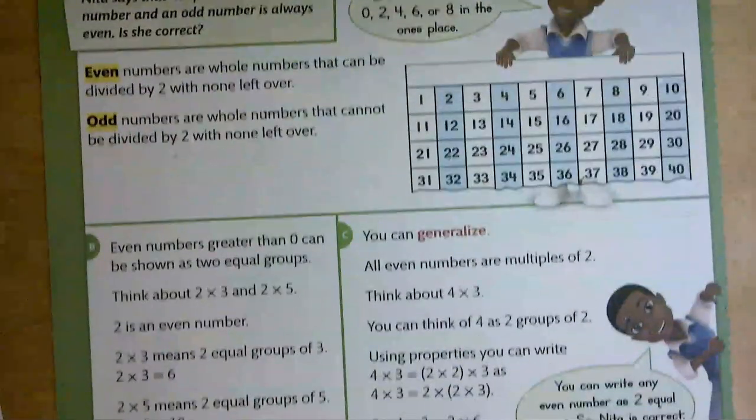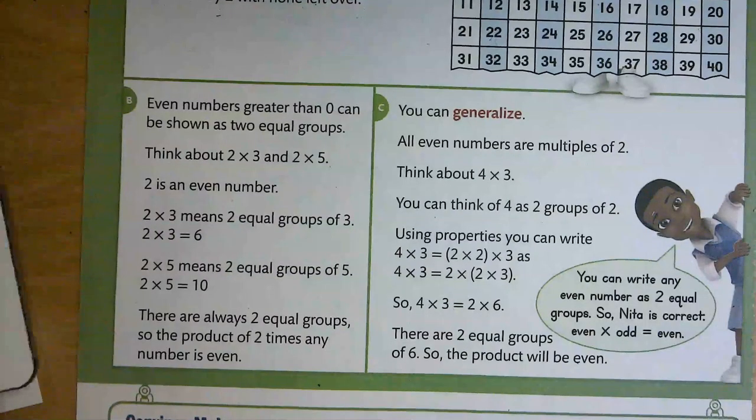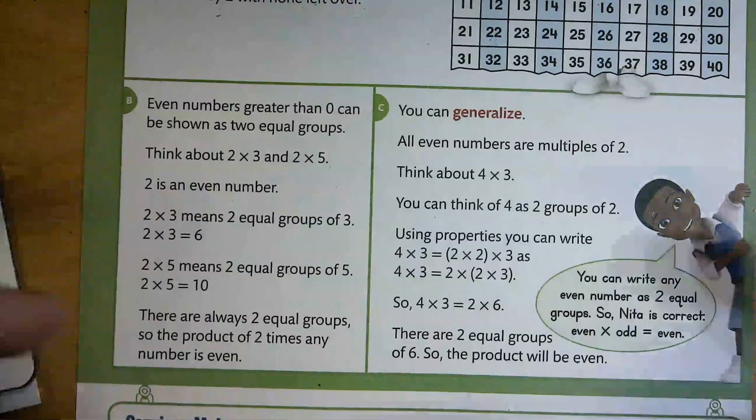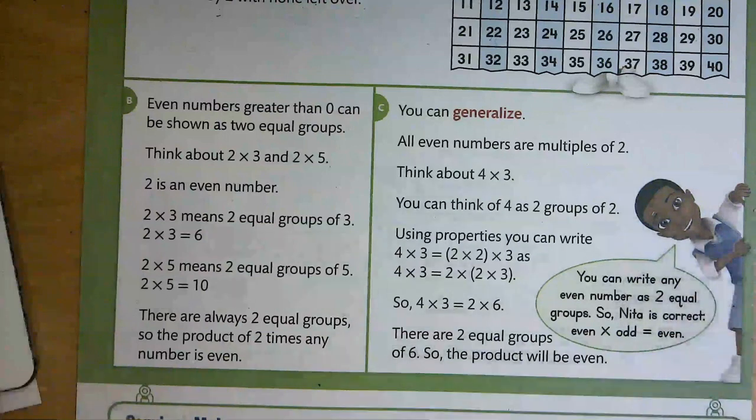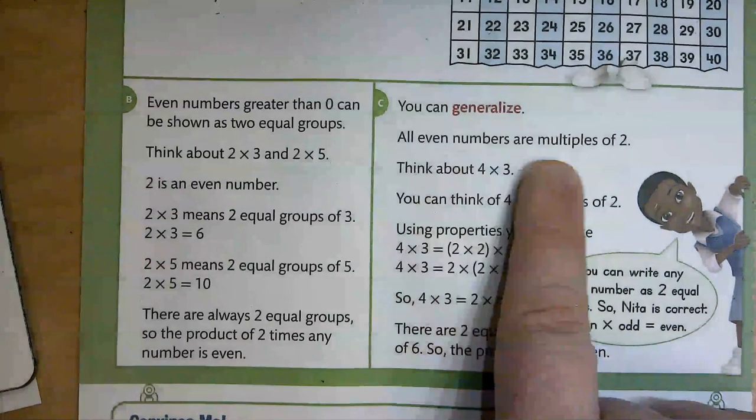And so then as we slide down to box B, it says even numbers greater than 0 can be shown as 2 equal groups. And that's what we were showing on our whiteboards when we made those 2 circles and put our dots in the 2 different ones, right? So when we have even numbers, whenever we're multiplying by something even, it's going to have an even product. All even numbers are multiples of 2.